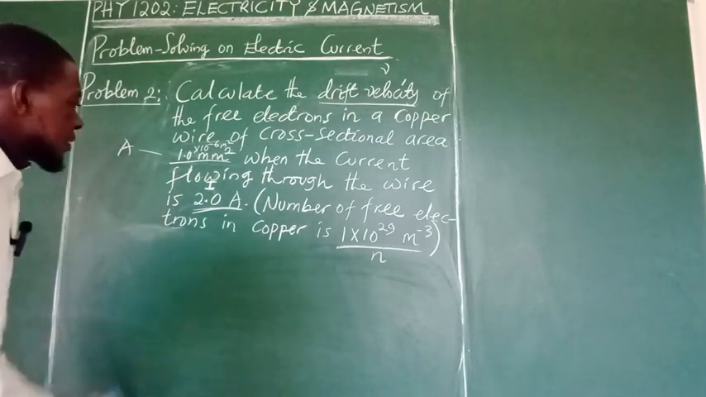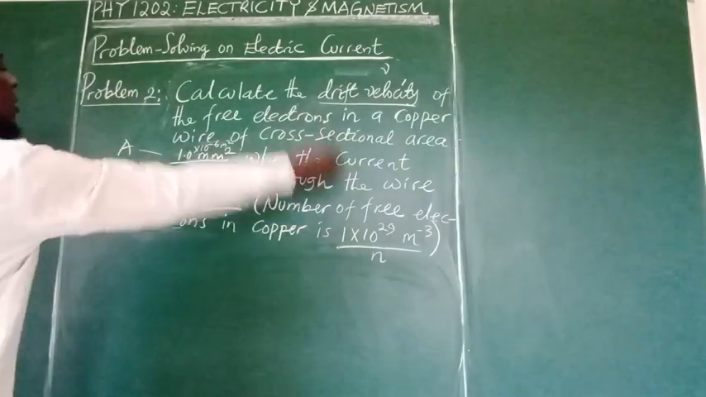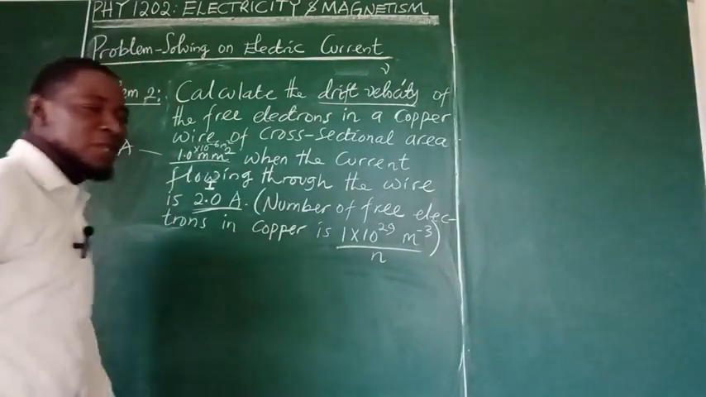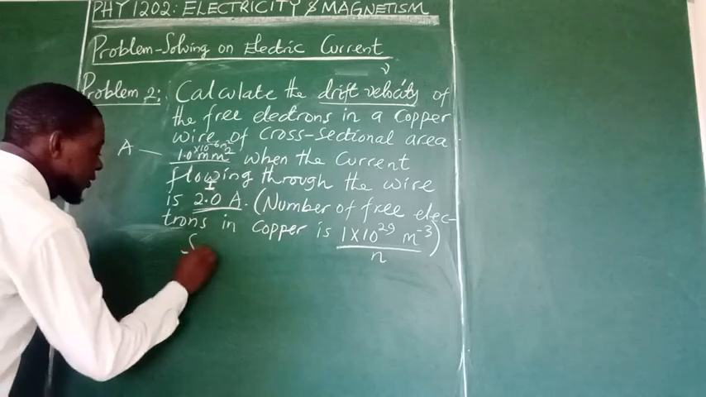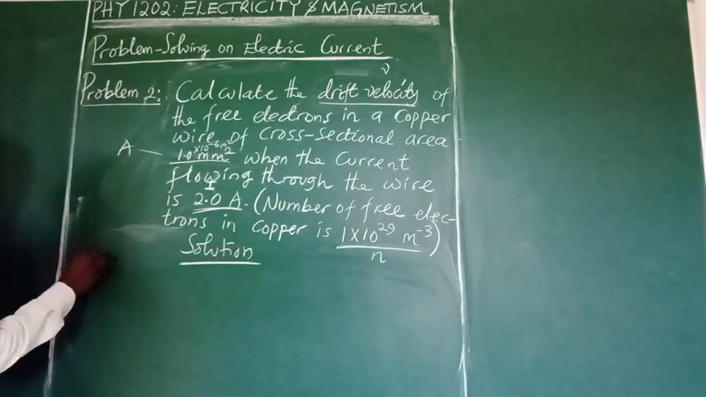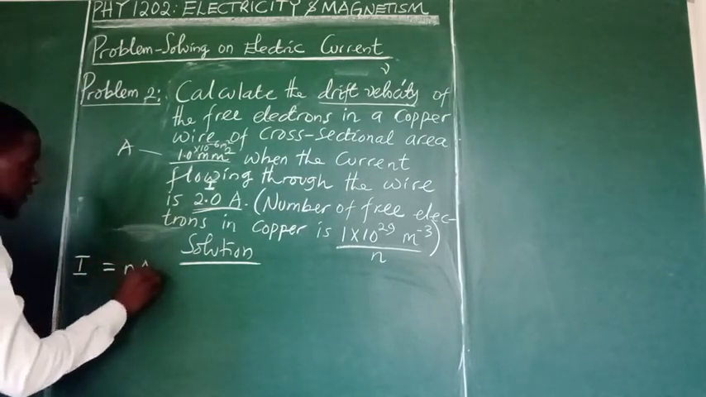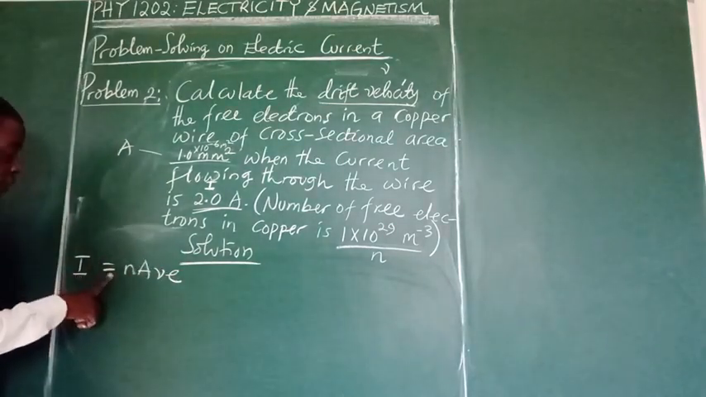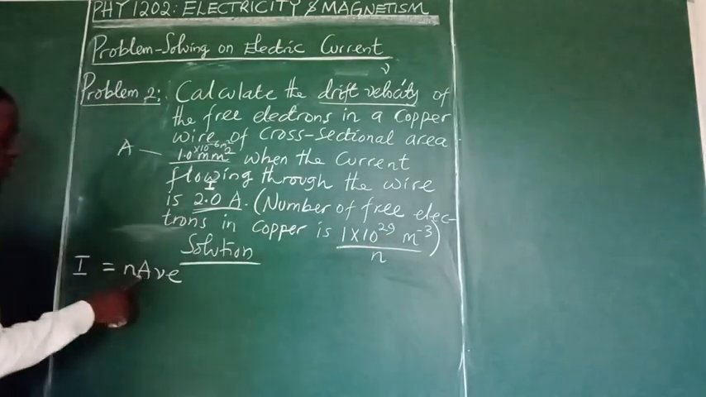Okay, the next is to ask ourselves what is the formula that combines all these parameters together so that we can make V the subject of the formula and calculate it eventually. That formula, let's begin by writing solution. That formula is I equals nAVe.